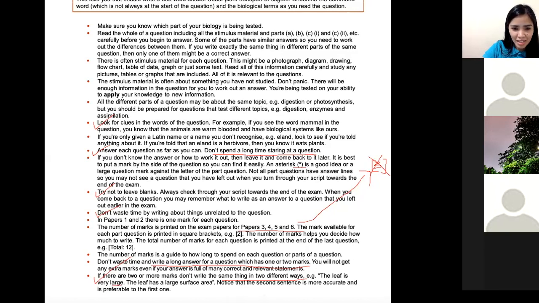Okay. Notice that the second sentence is more accurate and is preferable to the first one. Okay, especially if it's only 1 mark. Okay, please make sure that you write the more accurate answer.